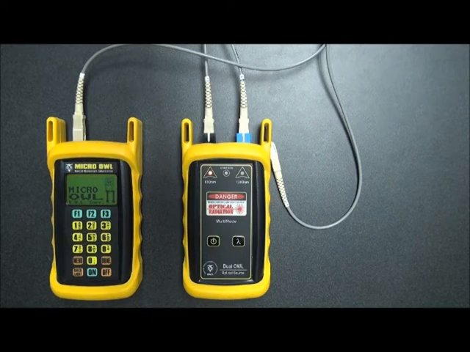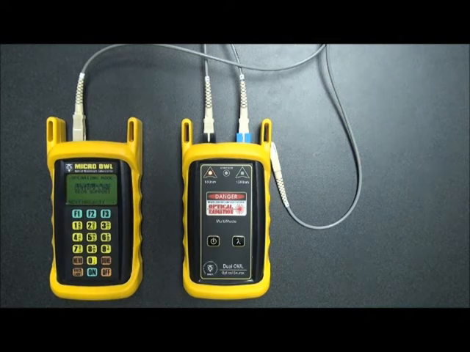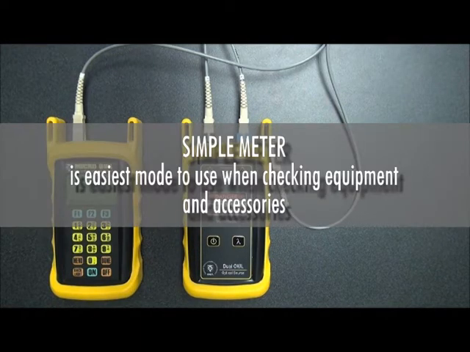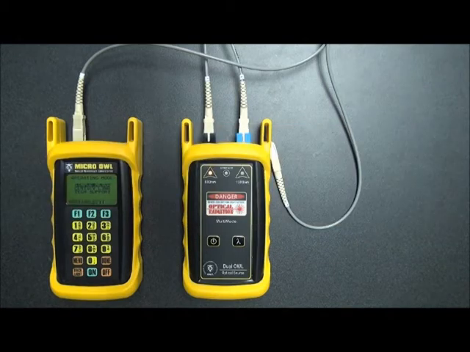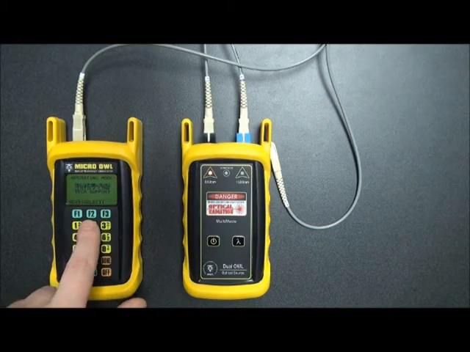Now you'll see a couple screens here as far as booting up the micro owl. Eventually you'll come up to an operating mode screen here with 3 different options: simple meter, certify link, and tech support. For checking our equipment first, we want to use simple meter. It's easiest to do it that way. So now that we have simple meter highlighted, we can simply press F2 to select.